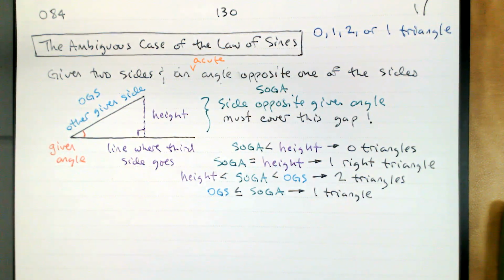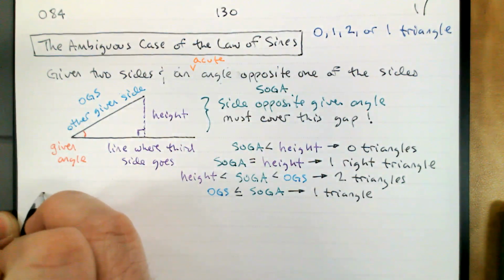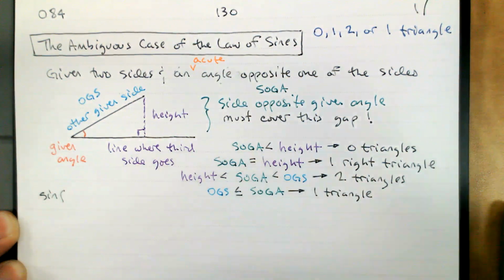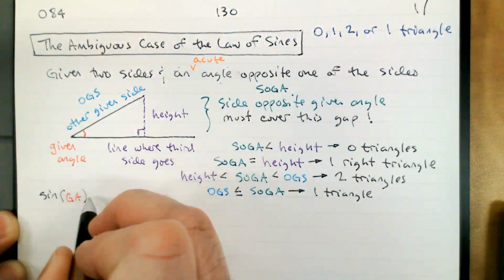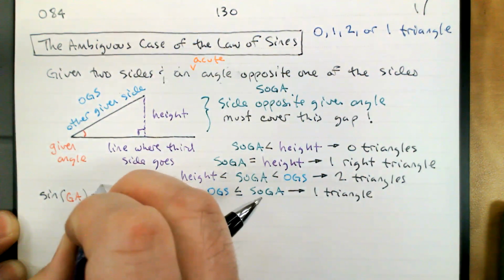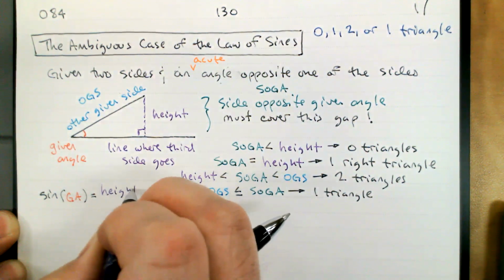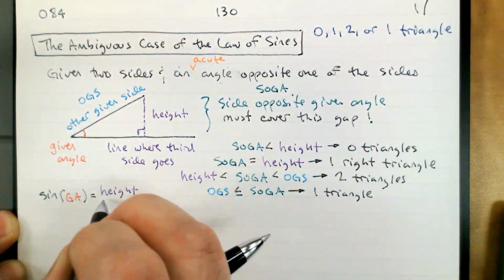If we look at where the height is making a right triangle, the height is opposite the given angle. And if we have that height labeled there in a right triangle, then the other given side is the hypotenuse. So if we want to figure out what the height is, we could say that the sine of the given angle is opposite, which is the height, over the other given side, which is the hypotenuse.